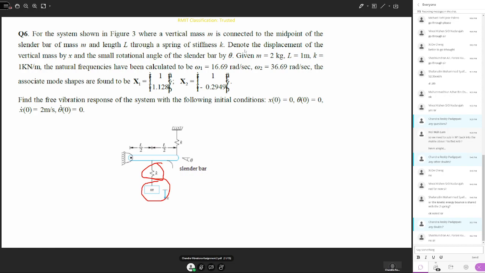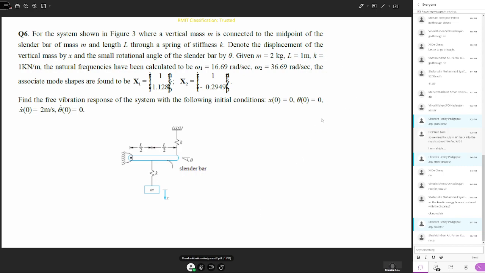Now denote the displacement of the vertical mass by X, and the small rotational angle of the slender bar by theta. So the angular displacement is theta and the mass displacement is X, all shown here in the figure. Now, what is given? The mass is 2 kilograms, the length is 1 meter, and the stiffness constant is 1 kilonewton per meter.